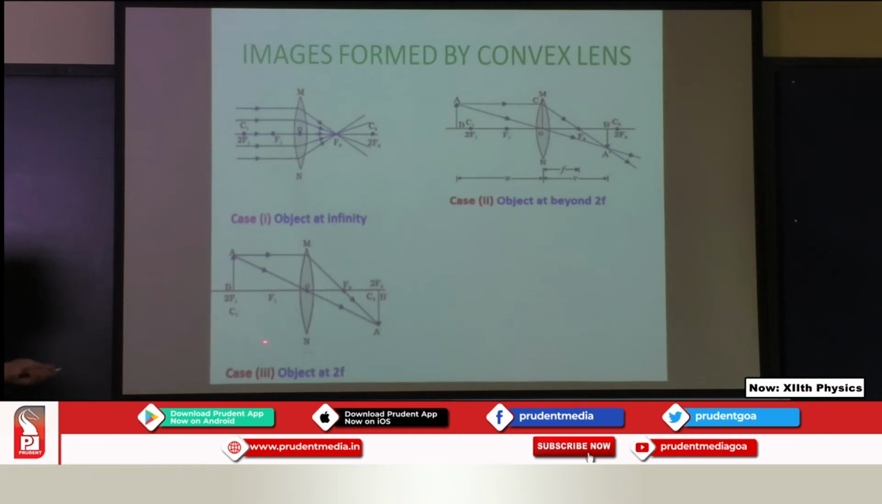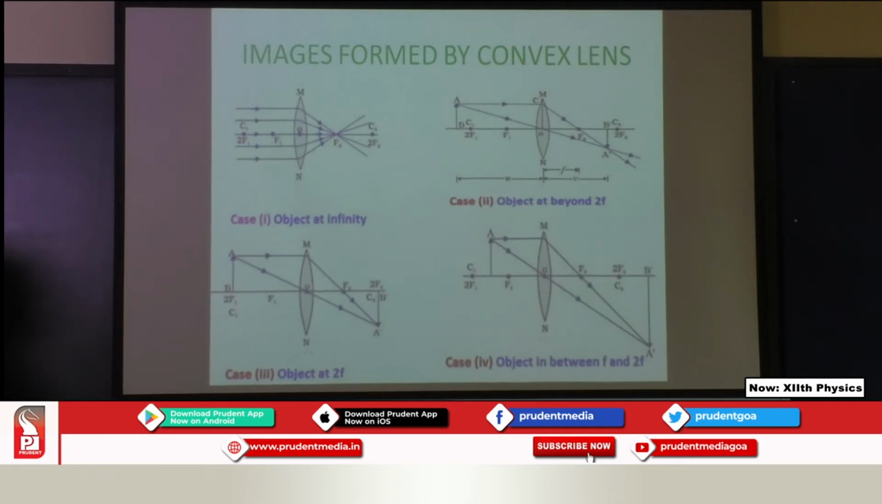Next, simple thing, object I have kept now at 2f. I have used the same rays, the first one parallel going through the focus, second through the optical center goes undeviated. So, here is the image which has been formed, and this image is formed at 2f. So, keep in mind the object is at 2f, the image is formed at 2f and it is inverted, real and of the same size.